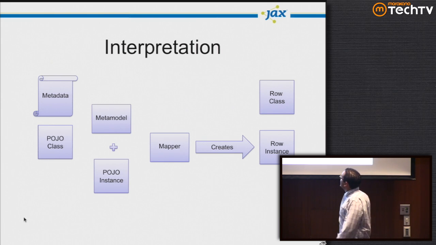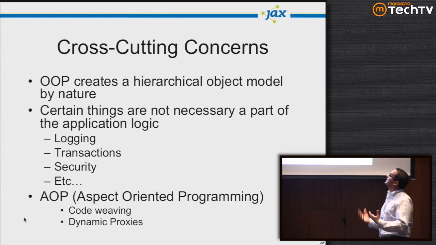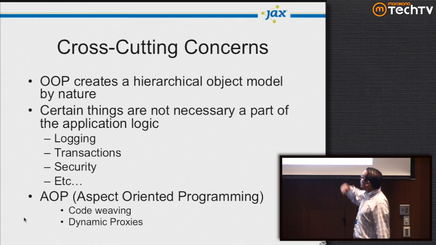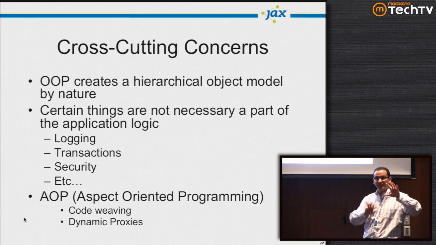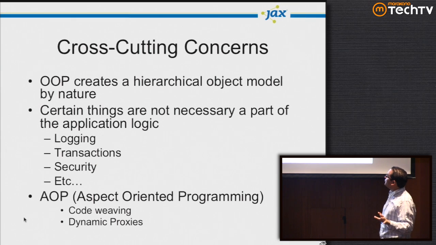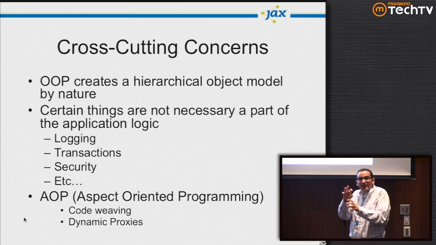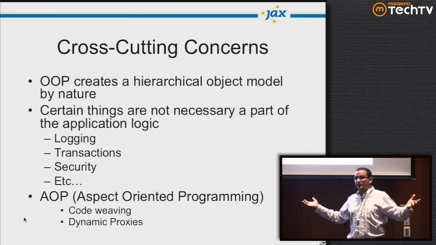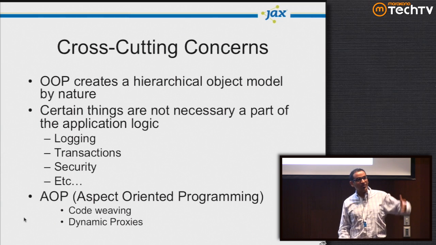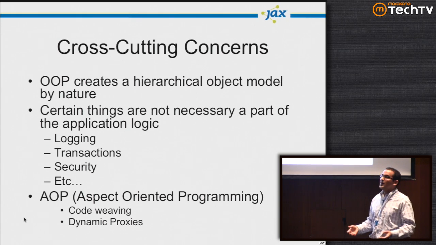Next. The next thing, other than transformation and interpretation, is dealing with cross-cutting concerns. What OOP creates is a hierarchical object model by nature. This thing inherits from this thing, and this thing implements this thing. But we have certain things that are not necessarily a part of the application logic, things that you couldn't modularize anywhere because they show up all over the place: logging, for example, transactions, security. If you don't use AOP, you'll end up with logging statements all over the place. You log in this class, and this class, and here, and here when you have an exception. You have all this code all over, and you couldn't really do anything with it.